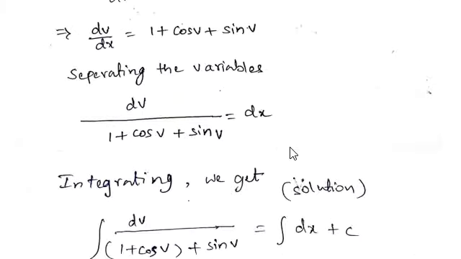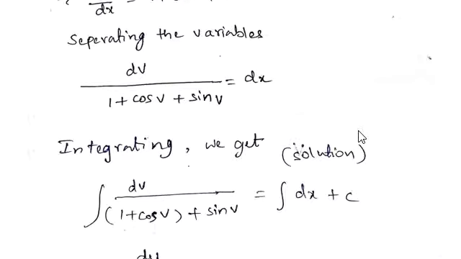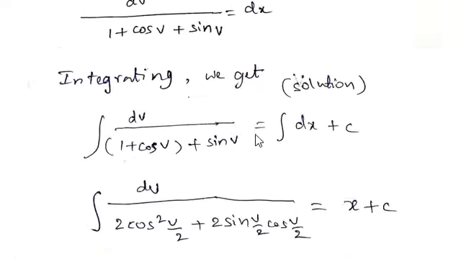To get the solution, we integrate on both sides and add an arbitrary constant to the right side. On the right side, the integration of dx is x, plus c. You can write 1 plus cos v as 2 cos square v by 2, since 1 plus cos theta is 2 cos square theta by 2. And you can write sin theta as 2 sin theta by 2 cos theta by 2, so sin v as 2 sin v by 2 cos v by 2, and x plus c on this side.